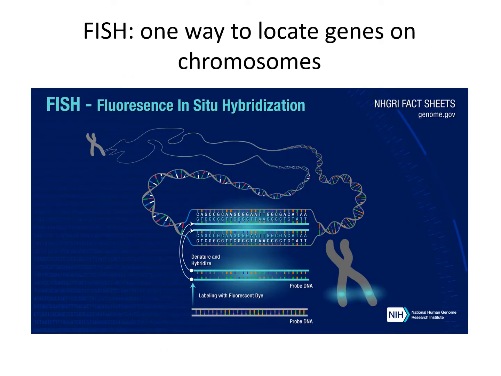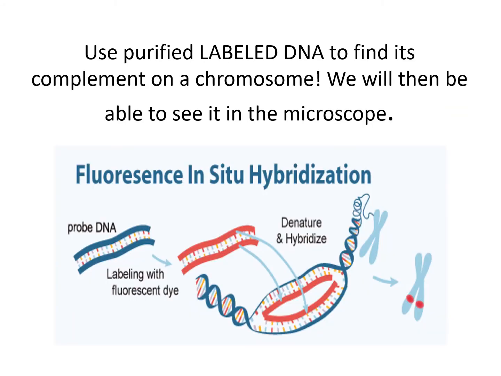Now I'd like to talk a little bit about a technique called FISH, which is fluorescence in situ hybridization, and it has many uses, one of which is to locate genes on chromosomes. This is from the NIH. The idea is that we have, of course, recombinant DNA. We've got plenty of ways to acquire and purify any particular piece of DNA from the human genome. And we're going to use that DNA to find its complement on a chromosome.